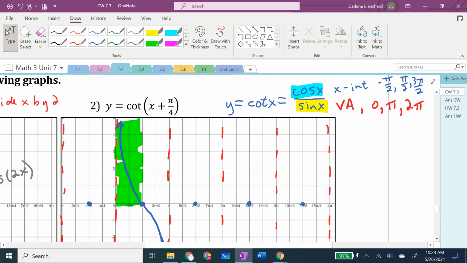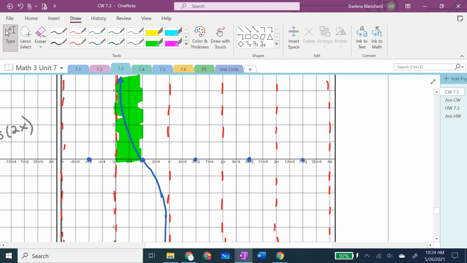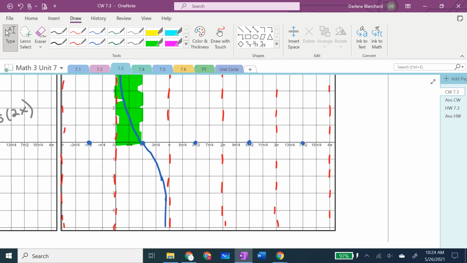Now, plus pi over 4 means everything is going to move left pi over 4. So I'm going to start moving everything left pi over 4. I'm going to first erase a bunch of stuff, but leave a little bit.